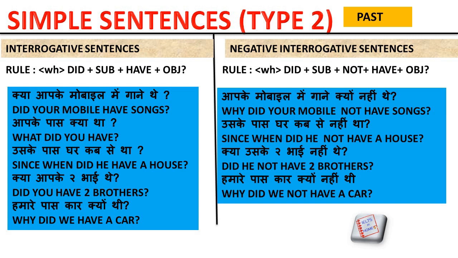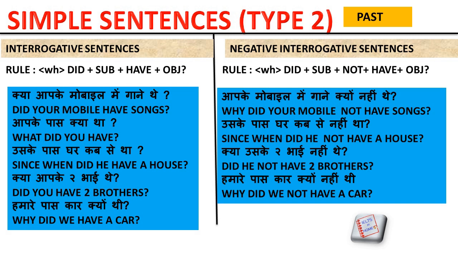Did your mobile have songs? Your mobile is singular, so there is no confusion here about singular or plural subject. We use did with all subjects in the past. आपके पास क्या था? What did you have? उसके पास घर कब से था? कब से means since when. Did he have a house? So you can see all the other examples also.